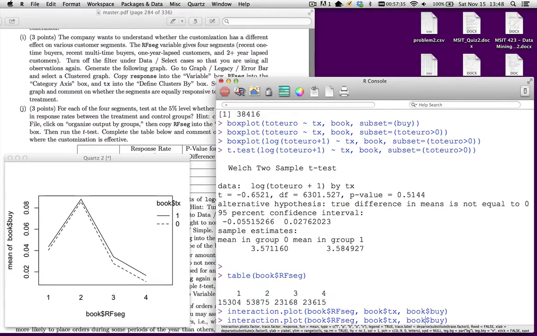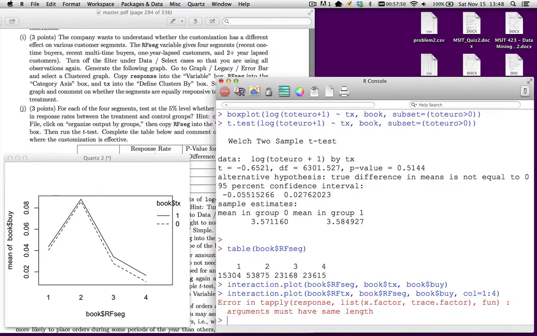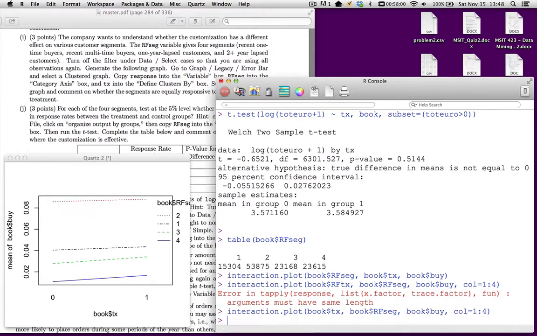Sometimes it helps to look at a different interaction plot. So if I switch the variables around, and I'm going to give myself some colors, 1 through 4. I mistyped something here. This needs to be TX, not RFTX.